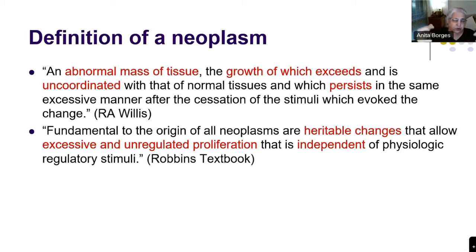tissue. Of course, you have abnormal masses of tissue in all sorts of things, no? An abnormal mass of tissue may be granulation tissue. All right, but then they've added the other parts, the growth of which exceeds, is uncoordinated, that persists. So you can't disagree with abnormal mass of tissue. That has to be there. Otherwise, how would you even know that there was a neoplasm, if there was no mass to actually identify? All right, so good page. I think the rest of it you agree with?